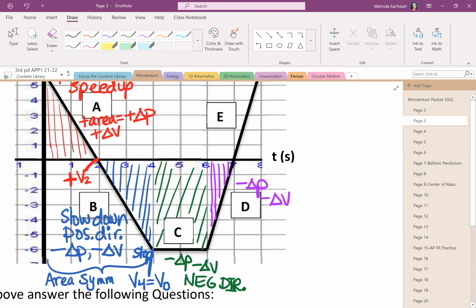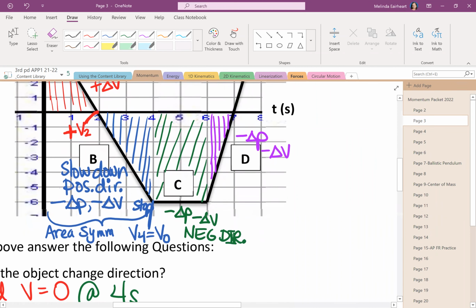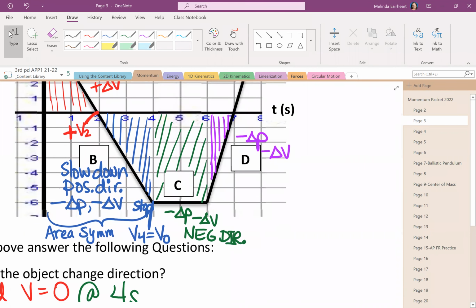Not yet. Actually, we didn't say this in green. Let me go back to green. Are we speeding up, slowing down, or constant speed in C? In C, we have a constant force, constant acceleration. So we would be speeding up in the negative direction.